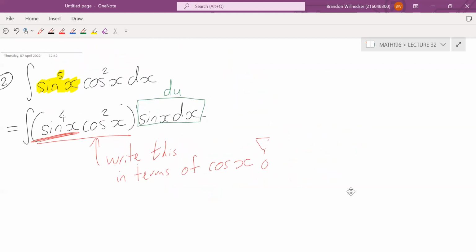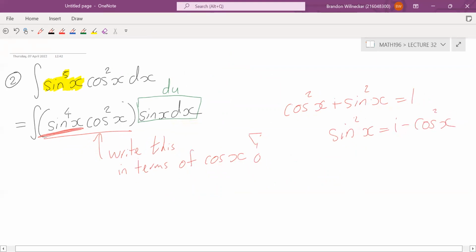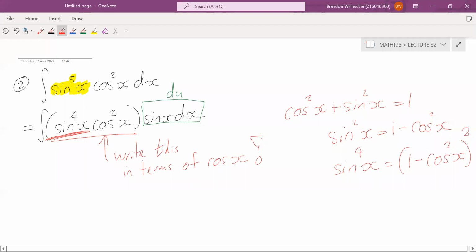Well, we use our trig identity. Remember, cos squared x plus sine squared x is equal to 1. Sine squared x is equal to 1 minus cos squared x. But we want sine to the power 4. So sine to the power 4 of x is going to be 1 minus cos squared x, all squared. Now this can then be substituted.